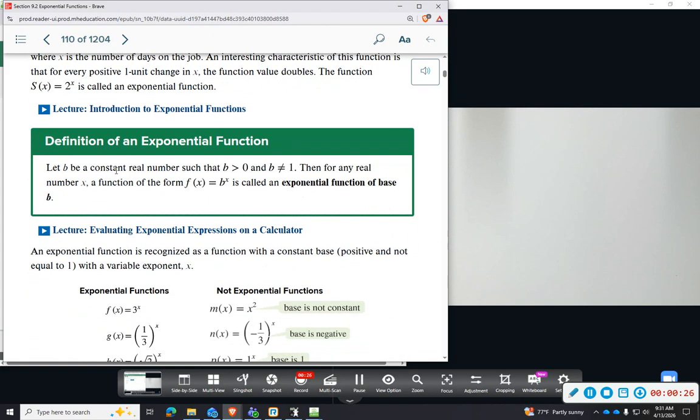b is a constant, a real number. It's greater than 0, not equal to 1. And then it says for any real number x, the function of the form b raised to the x power is exponential. All right, so that's the definition.